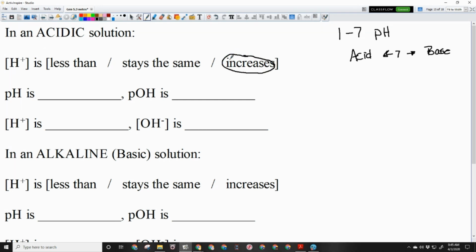So in acidic solutions, the hydrogen ion concentration increases, and pH is low, while the pOH is high.